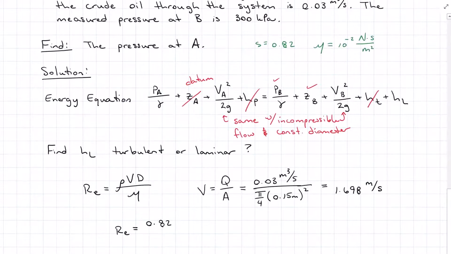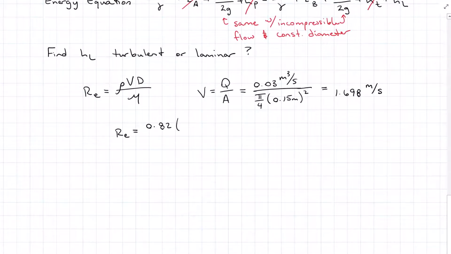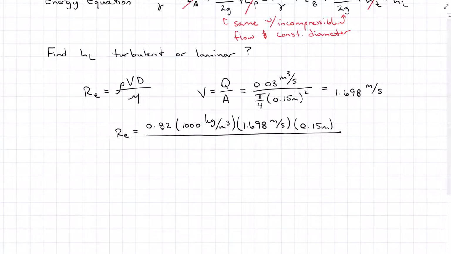We were given the diameter, we were given the viscosity, so our Reynolds number is 0.82 times 1,000 kilograms per meter cubed times velocity 1.698 meters per second times my diameter 0.15 meters all over the viscosity 10 to the minus 2 Newton seconds per meter squared. And we end up with a Reynolds number of 20,885.